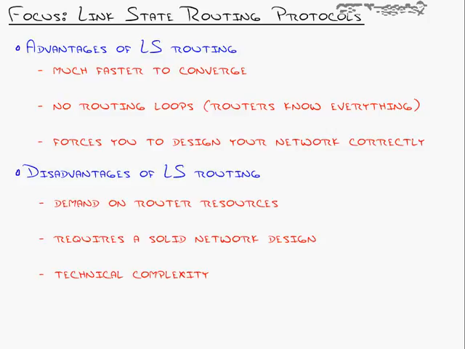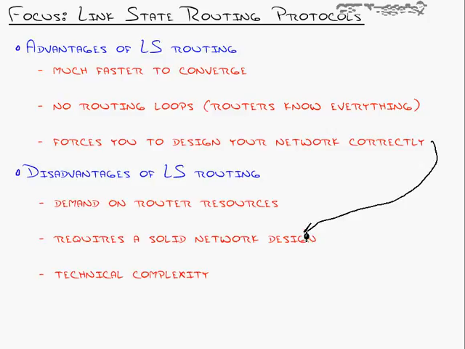There's no routing loops because the routers have a complete roadmap of the network, which we'll see as we dig deeper into OSPF. So they don't ever get confused. They don't ever need loop prevention mechanisms. If you've got a roadmap, there's no chance that you're going the wrong direction unless you don't know how to read a map. Finally, it forces you to design your network correctly. And I have that as both an advantage and you can see a disadvantage.